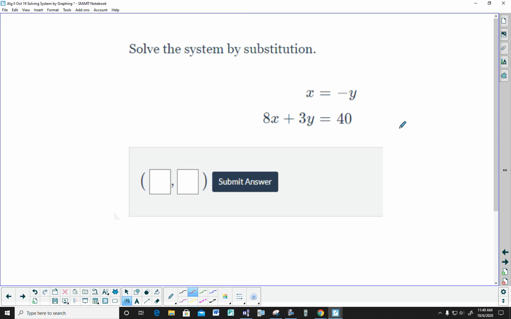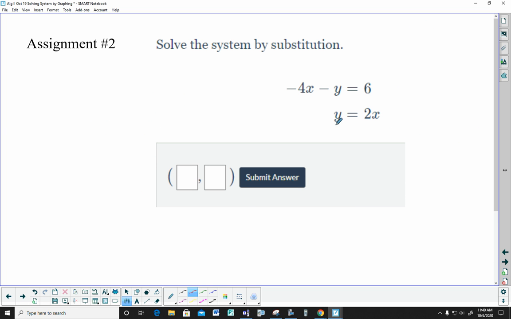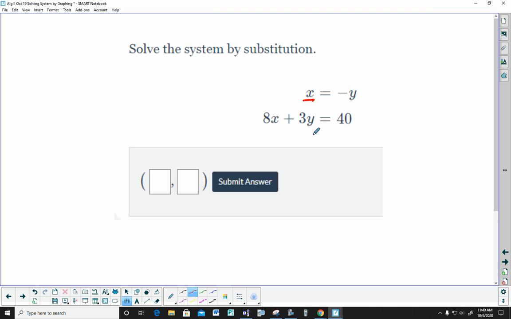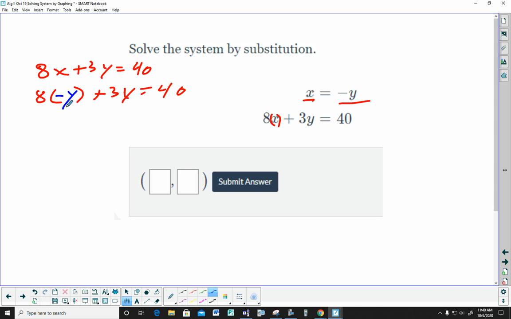Okay. Now in this one, just back it up. They told you what y was worth. In this one, they're telling you what x is worth. So you're going to replace this x with what it's worth. So it's 8x plus 3y is 40. That's the equation. So 8 something plus 3y is equal to 40. Now, in this spot, place what x is worth. So you have negative 8y plus 3y is equal to 40.